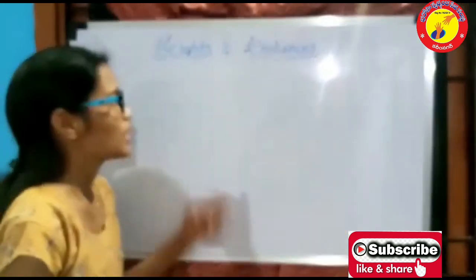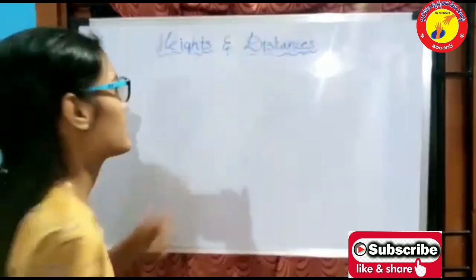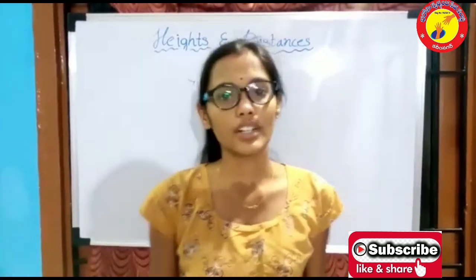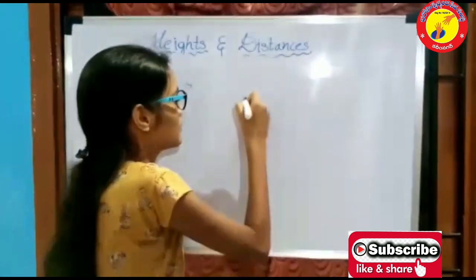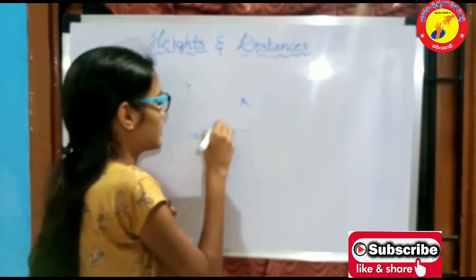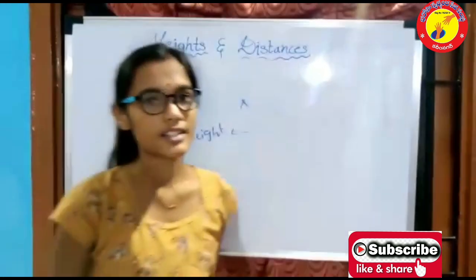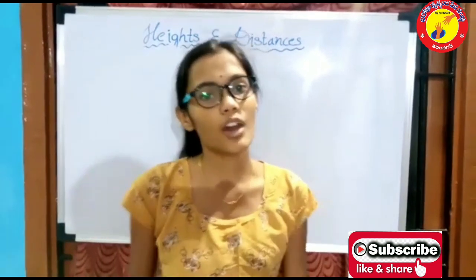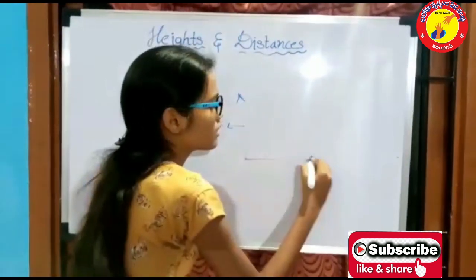Today I am here to explain about heights and distances. Height is the measurement of an object in a vertical direction. Let me name it as height. Distance is the measurement of an object from a particular point in a horizontal direction.